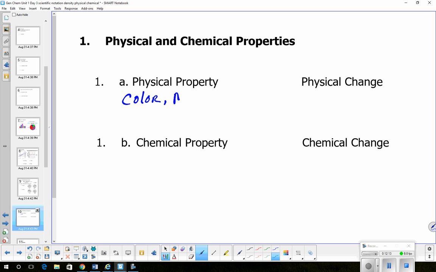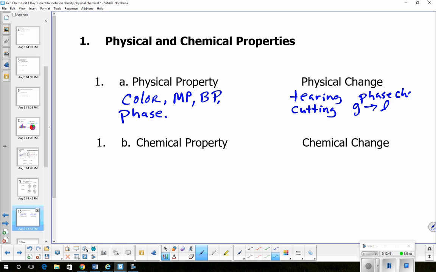melting point, boiling point, phase, anything I can basically observe. Okay? So a physical property is something I can observe. A physical change would be like tearing a piece of paper. It's still paper. Or cutting a piece of paper. Or changing from a gas to a liquid, because that's what we call a phase change. I can still get it back as long as I heat it back up, right? So a phase change is known as a physical change.